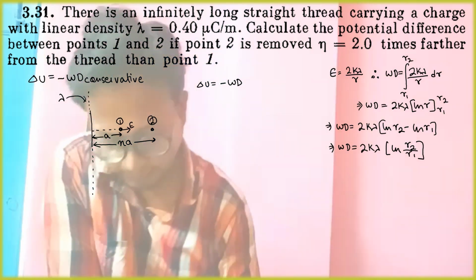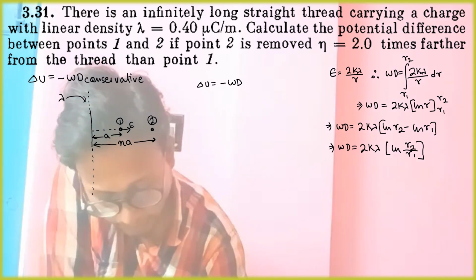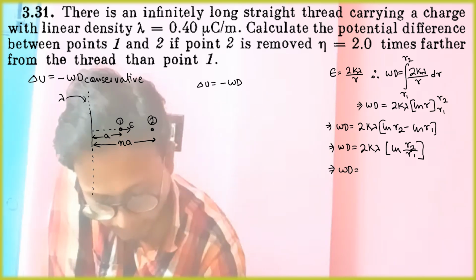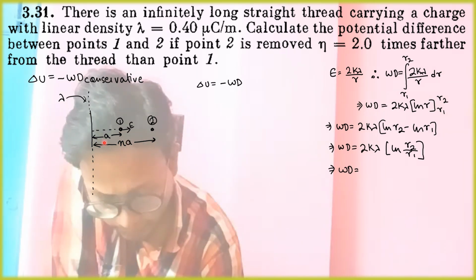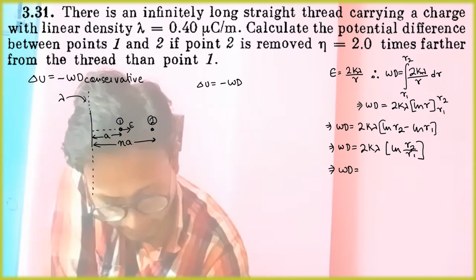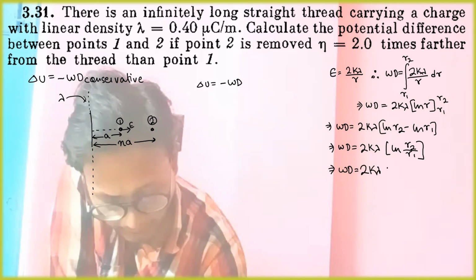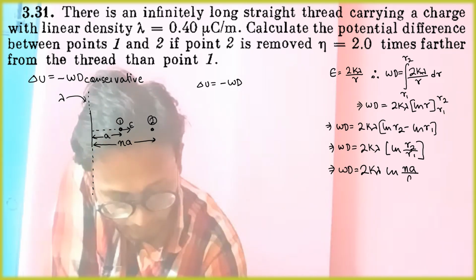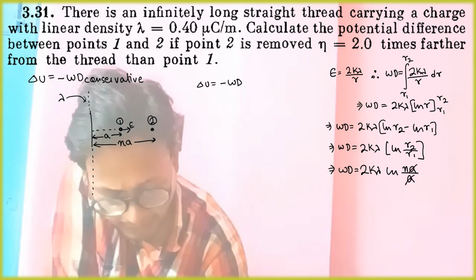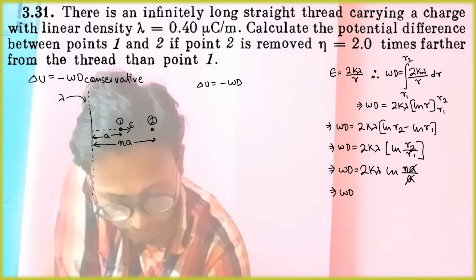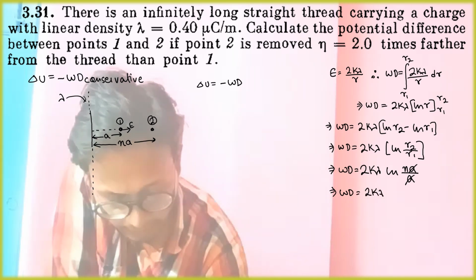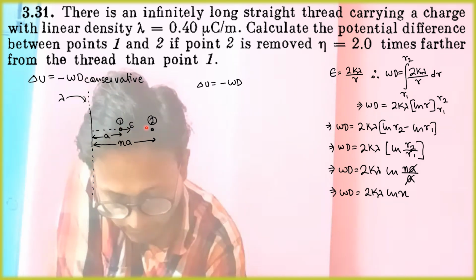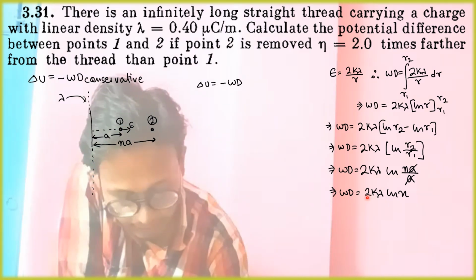Now see out here, what was the value of r2? The value of r2 was nothing but n into a. And what was the value of r1? a. So if I substitute both these values, 2k lambda ln, the value of r2 is n into a in this specific question, and the value of r1 is a. a and a would get cancelled. So work done on positive 1 coulomb charge is equal to ln n. So work done in bringing a positive 1 coulomb from this point to this point is nothing but 2k lambda ln n.